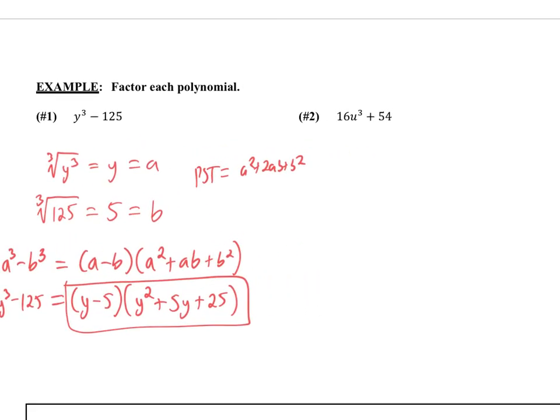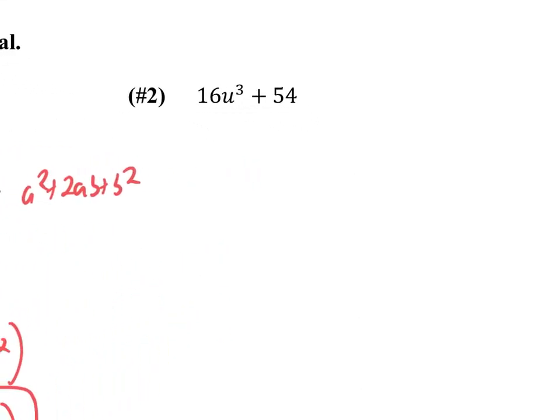All right. Let's do number 2 now. Number 2 is a little tricky because it looks like it's a sum of cubes, except 16 and 54 are not perfect cubes, okay? So the problem with this is we may have a GCF we need to pull out first, and actually we do have a GCF. Is there a number that goes into 16 and 54? Yeah, we can pull out a 2. And then can we pull out any variables? The answer is no. We have no variables because there's no u over here for the 54. So we're going to divide everything by 2. So we're going to have 8u to the third plus 27.